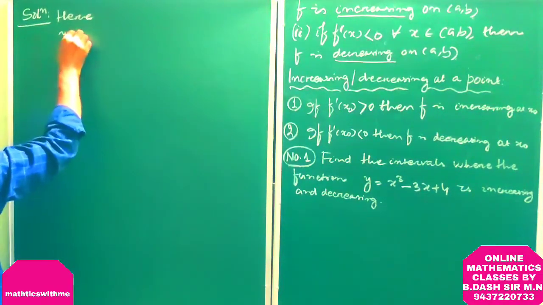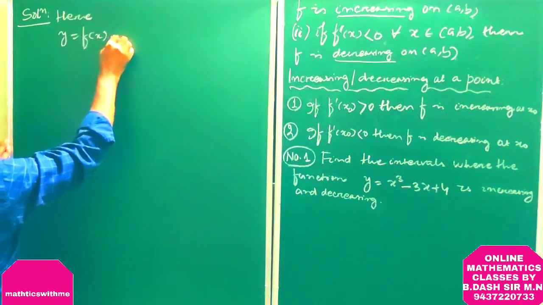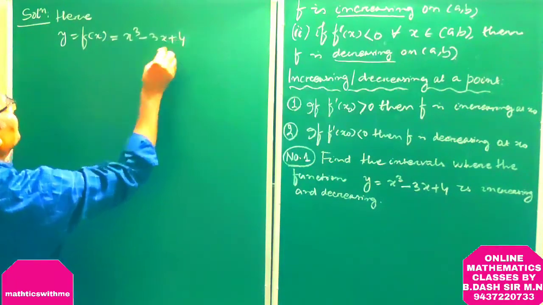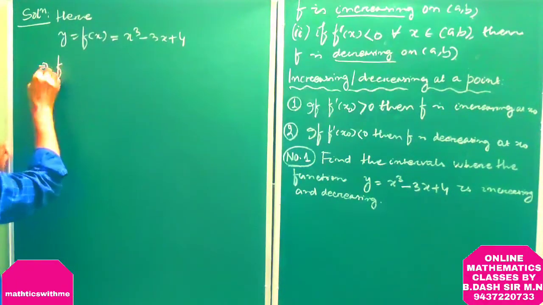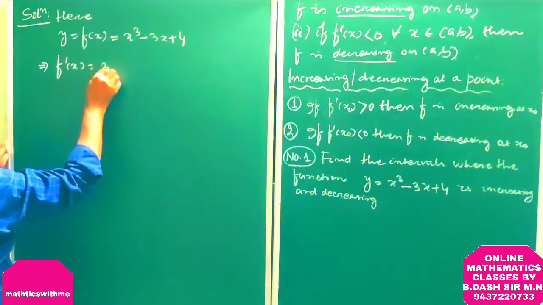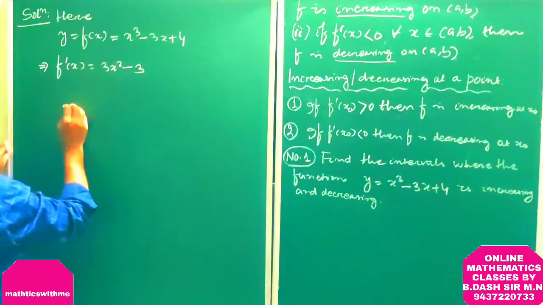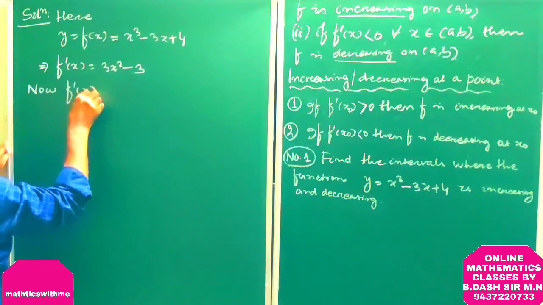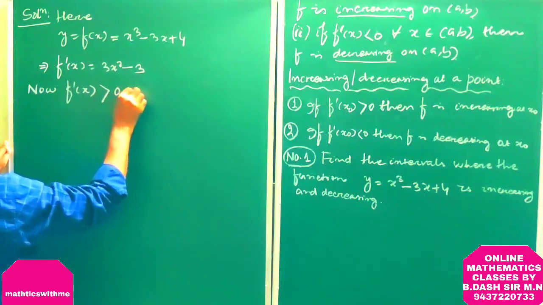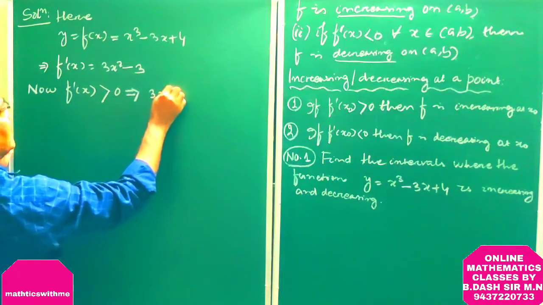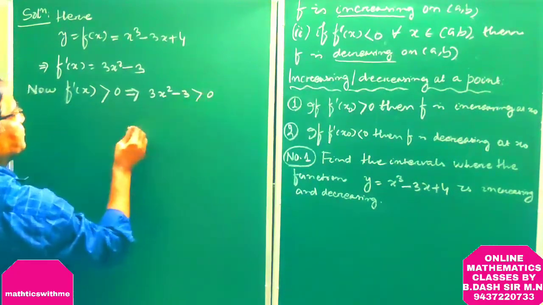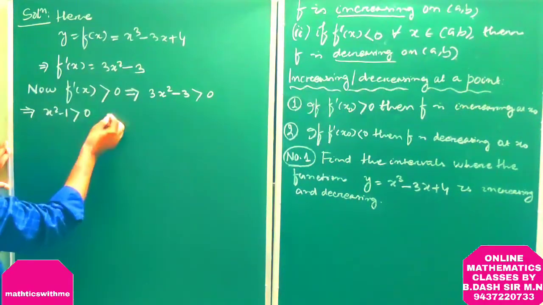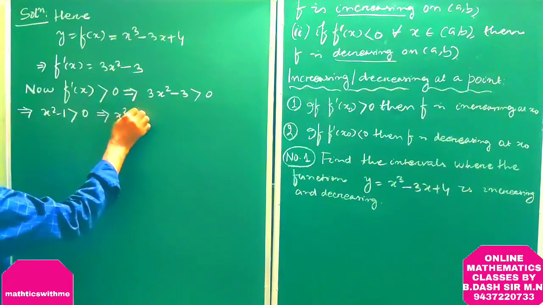Here y = f(x) = x^3 - 3x + 4, which implies f'(x) = 3x^2 - 3. Now f'(x) > 0 implies 3x^2 - 3 > 0. This implies x^2 - 1 > 0, which implies x^2 > 1.